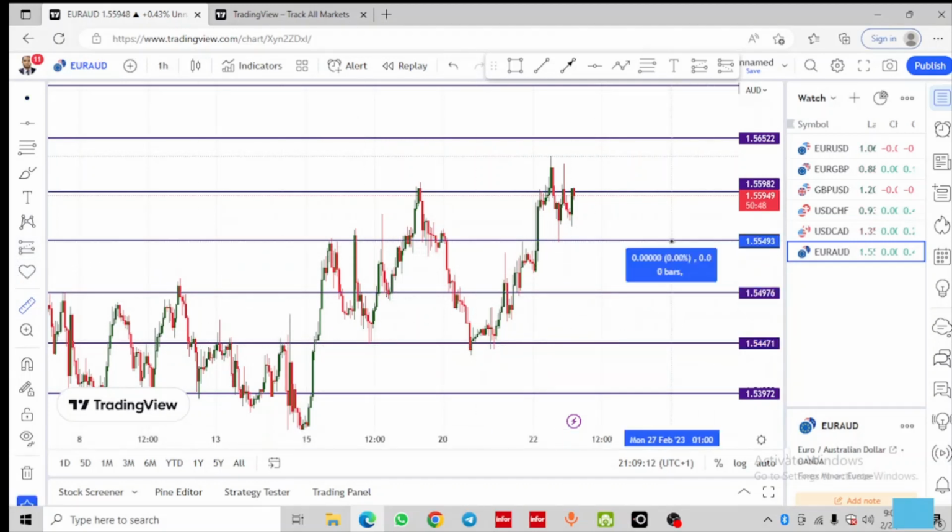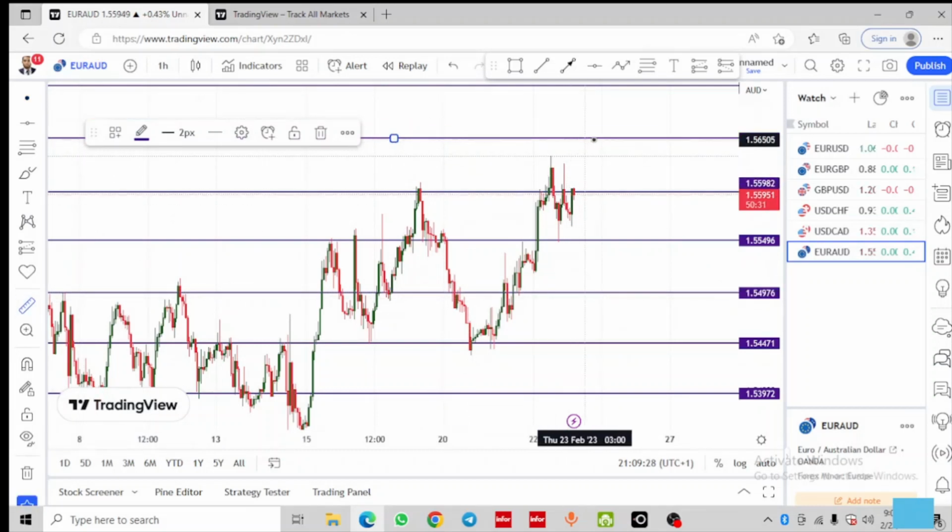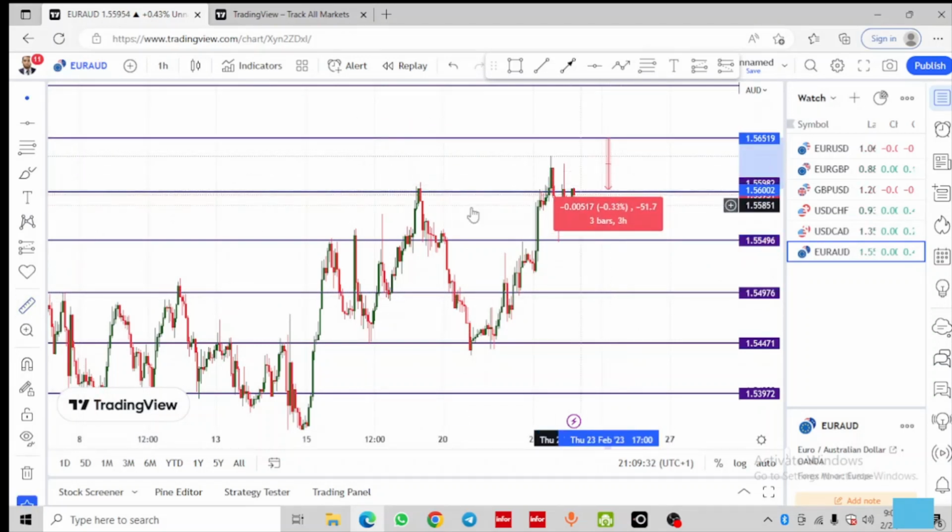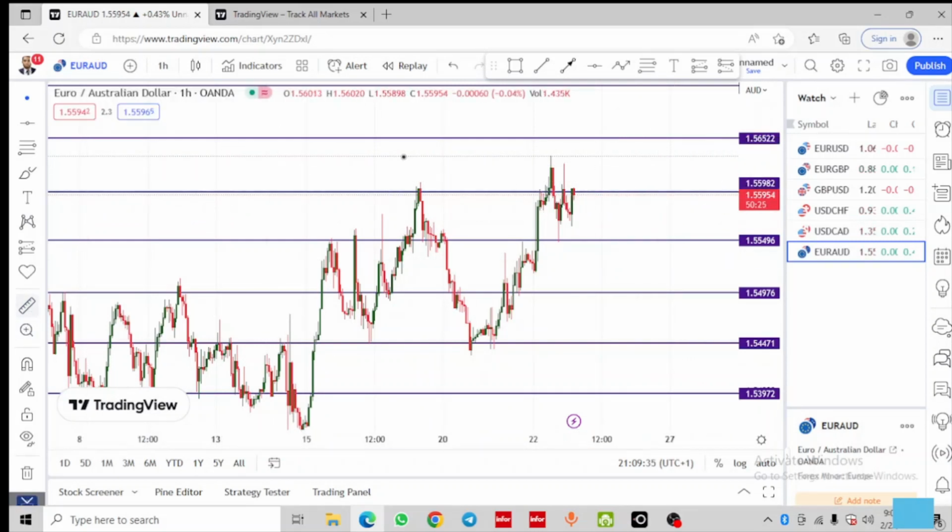So we measure this one. Okay, this one is 50. We measure this one. This one is 50 also. We measure this one. Sorry. Okay, this one is 50. That is to say, from this point to here is 50. Then to this point is 100 pips. To this point is 150 pips. To this point is 200 pips.